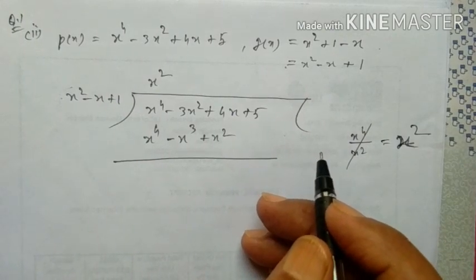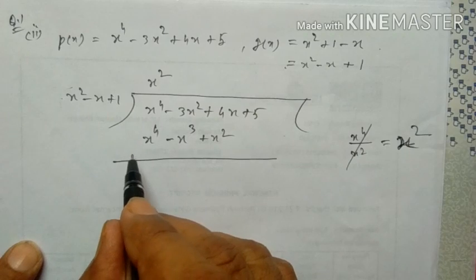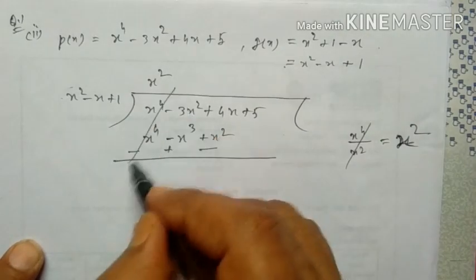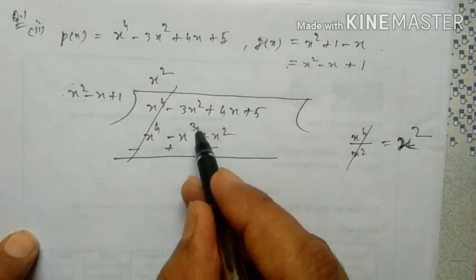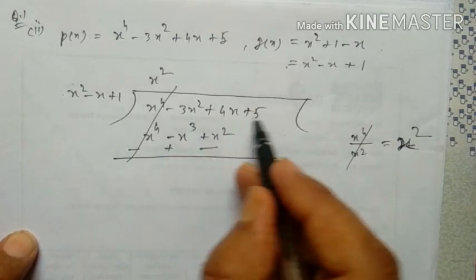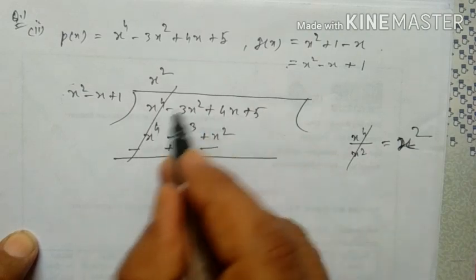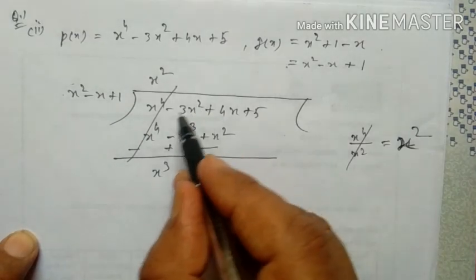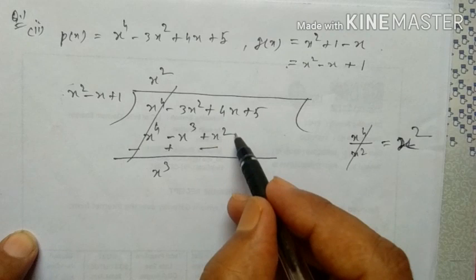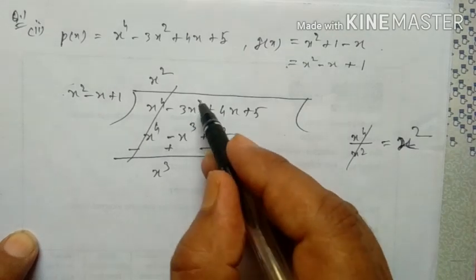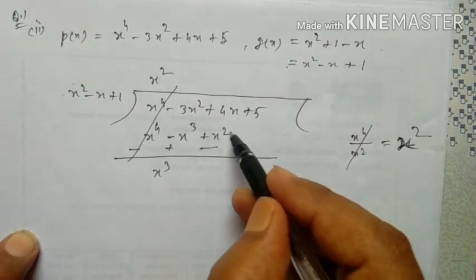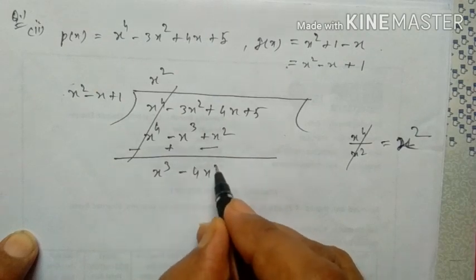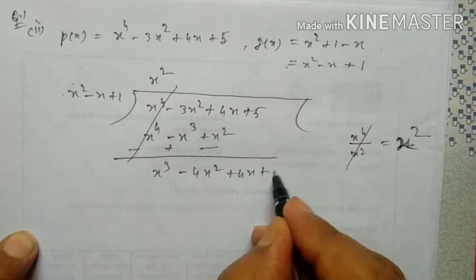So subtract this, then the sign will be changed. Here minus sign, here plus sign, and here minus sign. This is cancel out. The x power 3 is here but not in this polynomial, so we will write positive x power 3. Then minus 3x square and minus x square, we will take together, and minus 3 and minus 1 becomes minus 4x square, then 4x and 5.